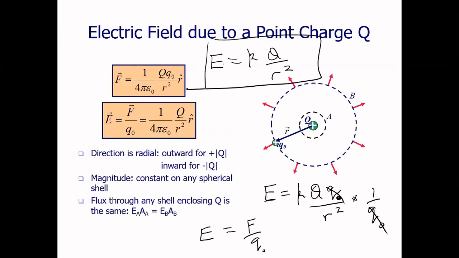So the magnitude of the electric field is just K, the constant we had talked about, times Q, the charge that is producing that electric field, over r squared, where r is the distance from that charge to the point of interest. So the electric field is just K Q over r squared.